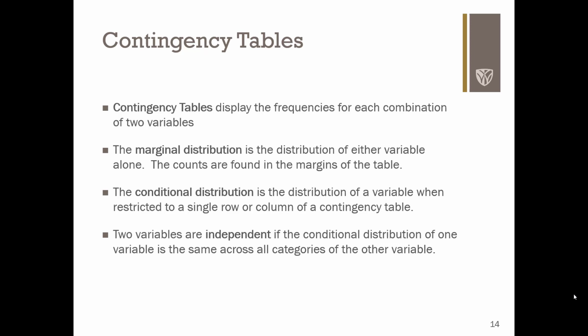So given that we are at a particular level of variable A, how likely is it that variable B occurs? And we say that two variables are independent if the conditional distribution of one variable is the same across the categories of the other variable. So in other words, if you look at a table and you look down the rows or across the columns, the distribution across each of those columns or across each of those rows is the same. Just another way of defining independence in the context of a contingency table.